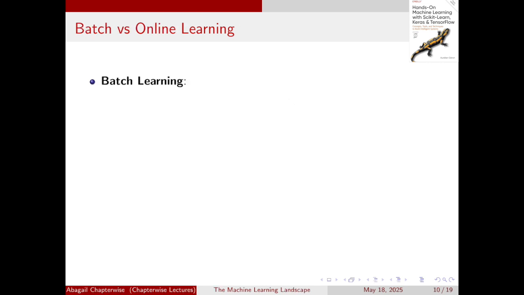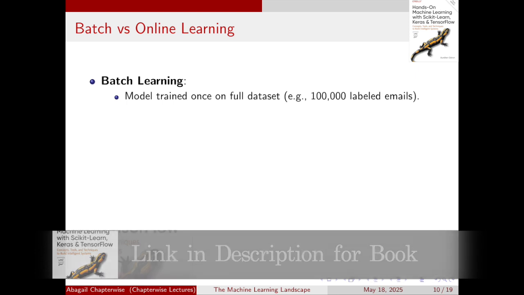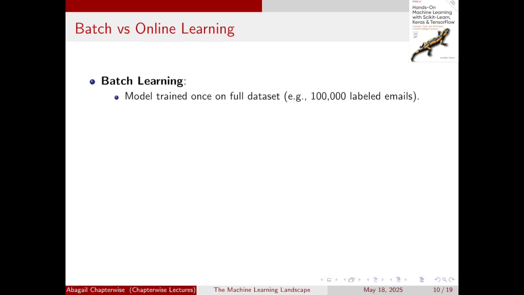Next, let's look at how machine learning systems learn over time. This brings us to two important paradigms: batch learning and online learning. In batch learning, the model is trained all at once using the full dataset. Imagine you're training a spam filter. You collect a large dataset of emails, say 100,000 examples, and you train your model on this entire set at once. Once training is complete, the model is frozen. It won't change unless you retrain it.